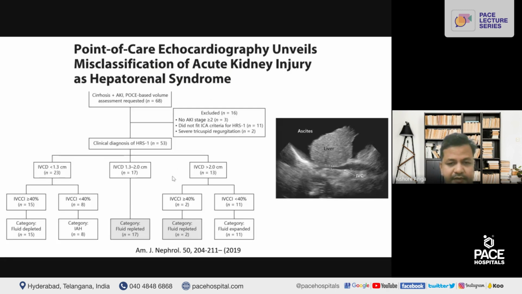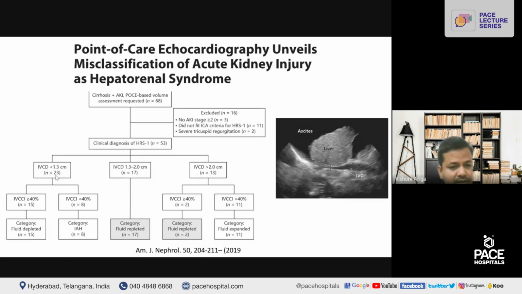To show the evidence for this, this is a study published in 2019 in the American Journal of Nephrology. The name of the study is Point of Care Echocardiography Unveils Misclassification of AKI as Hepatorenal Syndrome. What they did was take patients with cirrhosis with AKI who had been diagnosed as HRS1 based on the criteria, then their volume was assessed by point of care ultrasound, and they looked at the diameter of IVC and the collapsibility index.